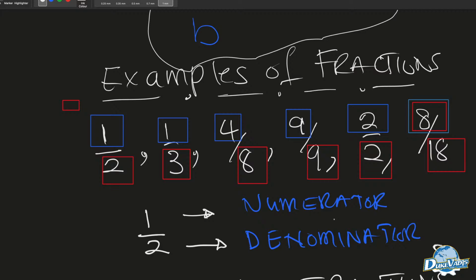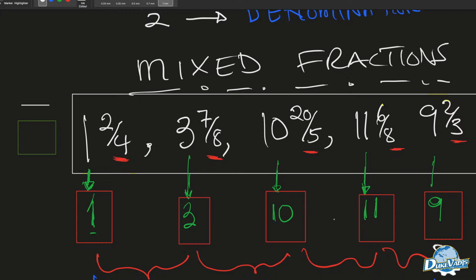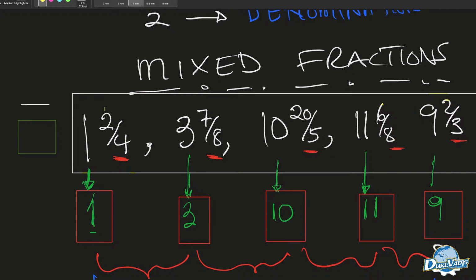Now we saw that there's another form of fraction that is called mixed fraction. We saw that we have 1 that comes before 2/4, 3 that comes before 7/8, 10 that comes before 20/5, and then we have 9 that came before 2/3. But from what we learned earlier, anytime we see 2/4, we know that we are talking about a fraction. In the same way, when we see 7/8, we are referring to it as a fraction.